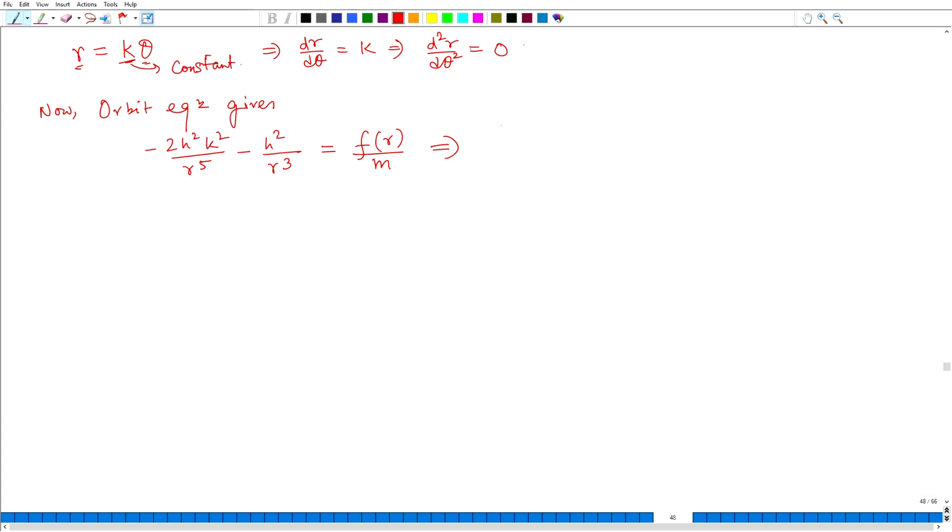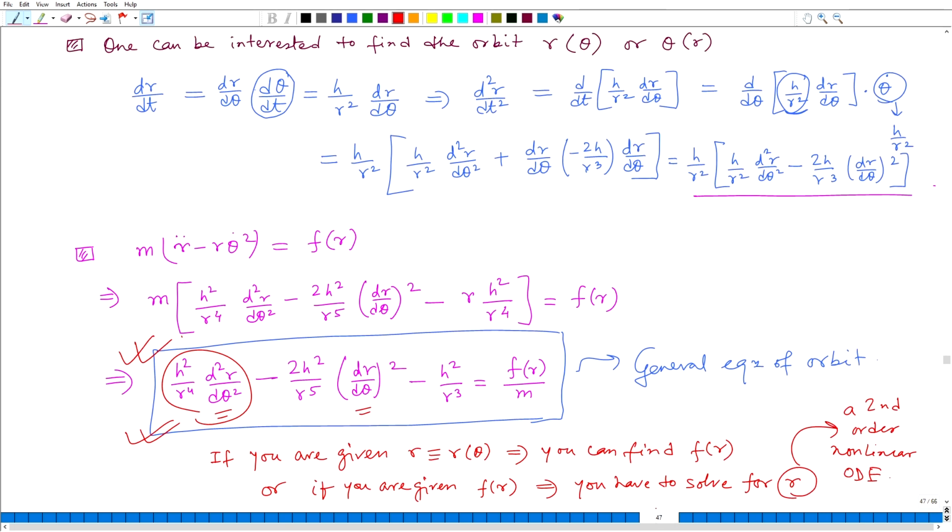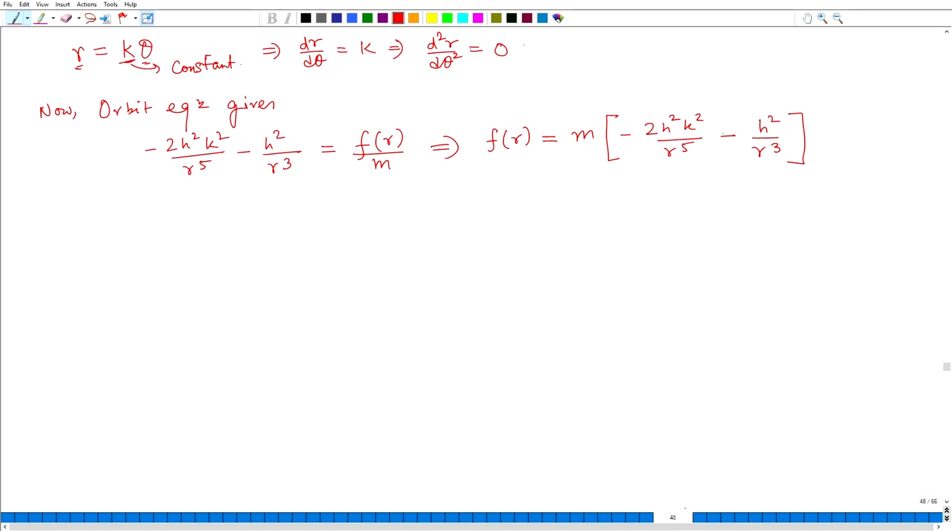So, finally, what will be your law of force? The law of force is basically f r is equal to m times minus 2h square k square by r to the 5 minus h square by r cube. Okay. So, you see this is exactly what we get directly from this orbit equation. So, this is not a straightforward law of a single power law like f r is equal to some r to the power n. This is not like that. So, this is a composite power law.